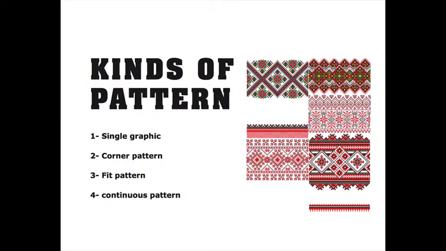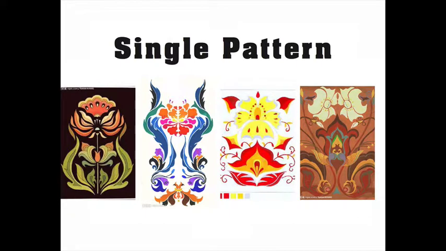Okay, so there are 4 kinds of pattern that I put together, so you can look at how they were formed. One is called single graphic, the second is called corner pattern, and then we have fitted pattern and continuous pattern. Okay, single pattern is almost one image, but such one image is very symmetrical in some way. If you fold from the center, you can definitely repeat the left or the right.